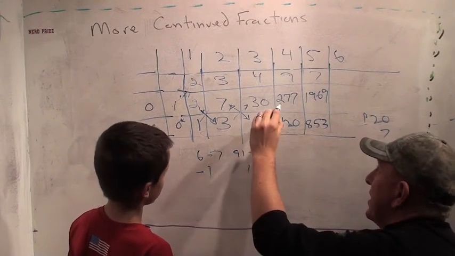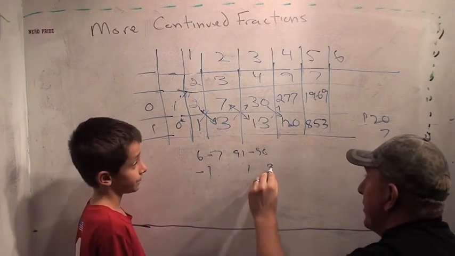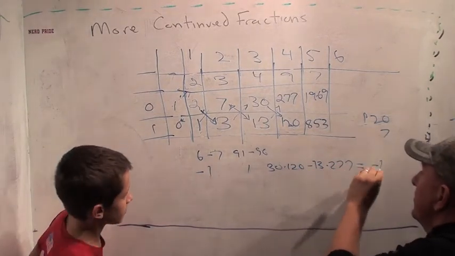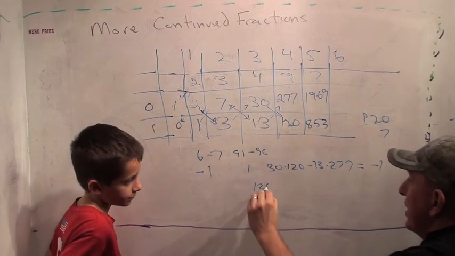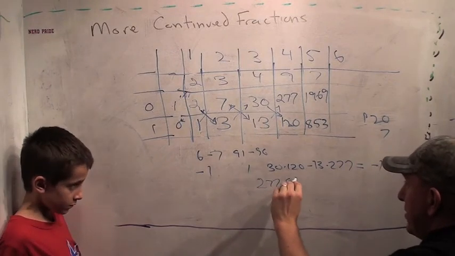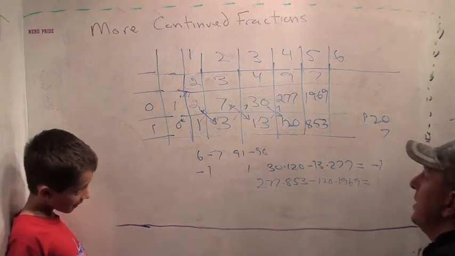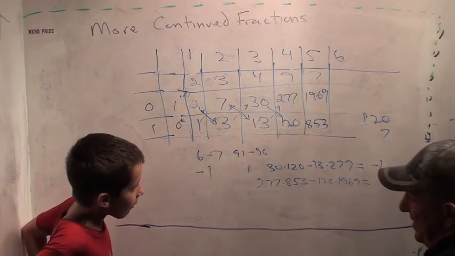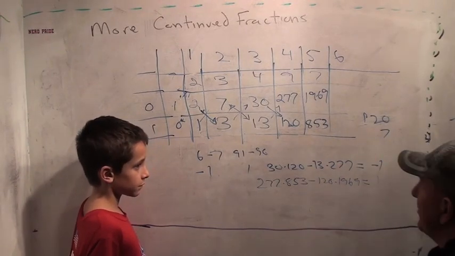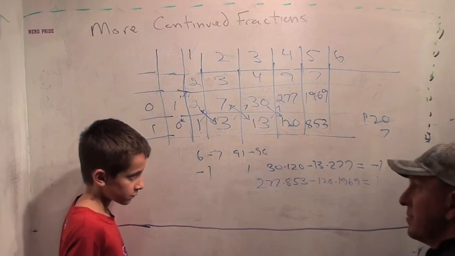Wow, now we got a really complicated one. And maybe we'll do this later. 30 times 120. But we think that 30 times 120 minus 13 times 277 should equal minus 1. And we think that 277 times 853 minus 120 times 1969 should equal 1. Whoa! But we don't know. So this is why continued fractions are so neat. They have all these incredible properties, and you know what? It's just numbers. So you just play around with some numbers and you find these amazing properties.